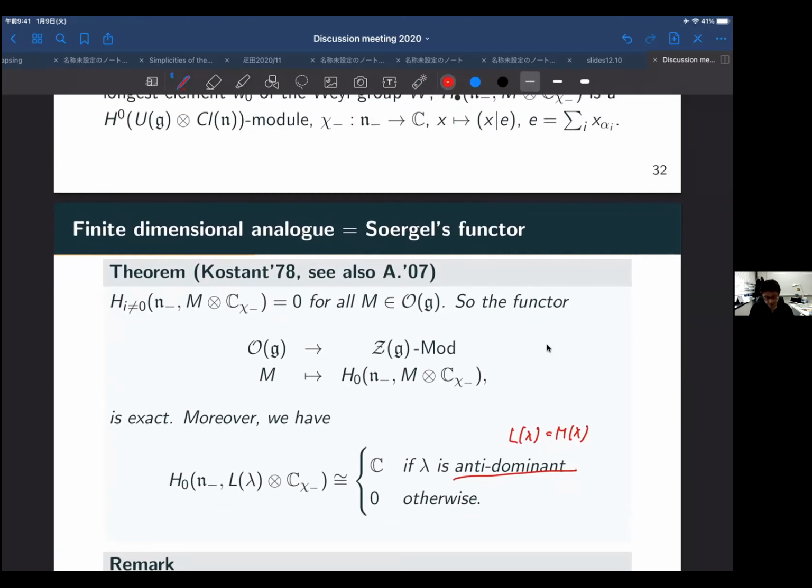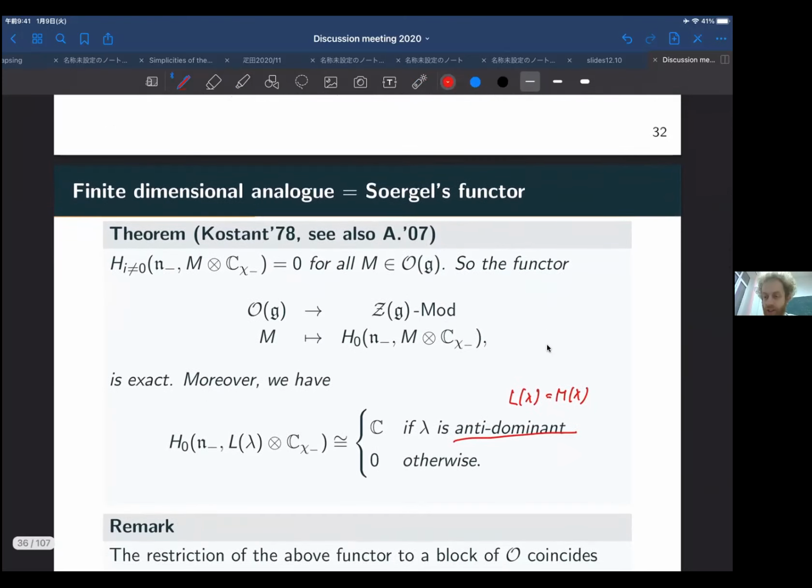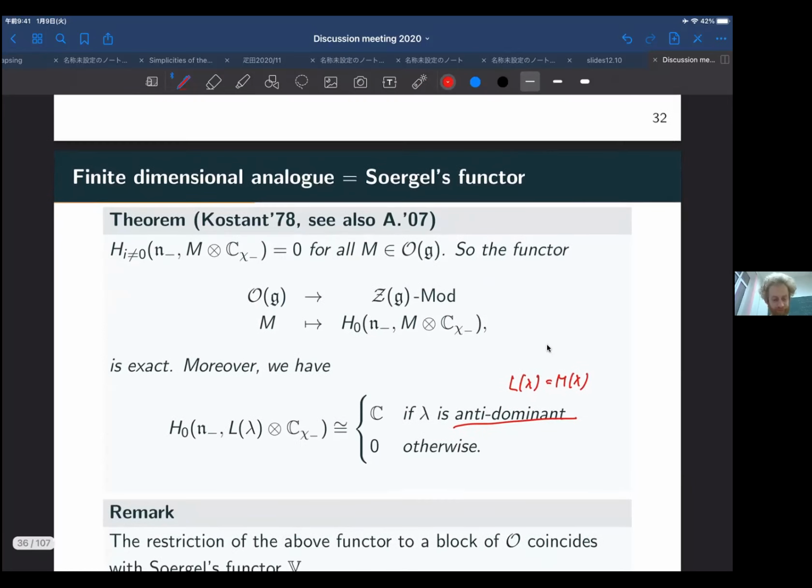I'm sorry, may I ask a question? So how does this theorem change if you take another character? So not chi minus, but something different. It's not as nice as this one. I see, you don't get that homology. For example, if you take a character zero, you don't have a vanishing, obviously. I see, but do you have some expression for the Euler characteristics? Yes, of course. Okay, thank you.